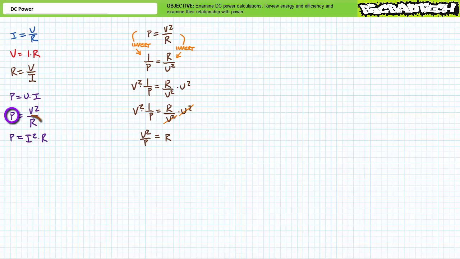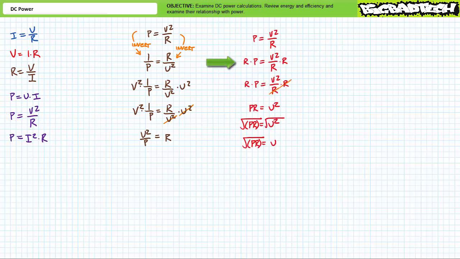Similarly, given known power and known resistance, we should be able to algebraically manipulate this same entry to solve for voltage. Multiply both sides by resistance. Resistance cancels out on one side, and we're left with power times resistance equals voltage squared. Square root both sides. Square root cancels out on one side, and we're left with square root of power times resistance equals voltage. This is yet another arrow in our quiver.